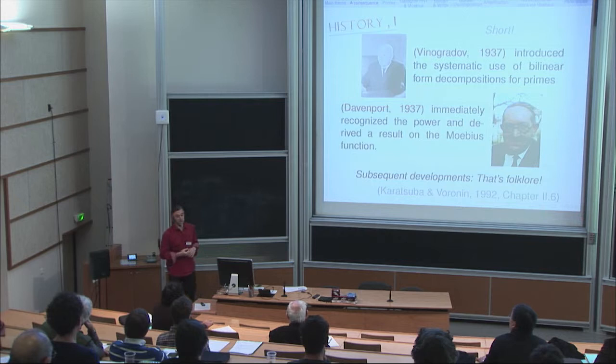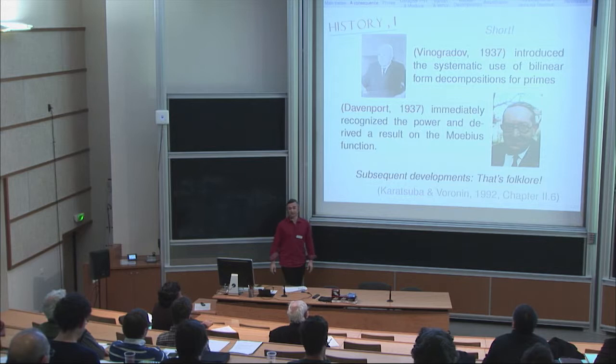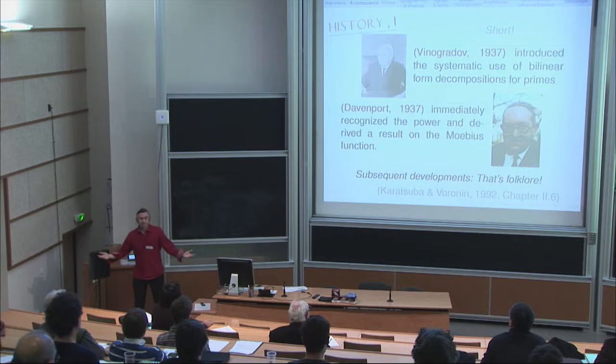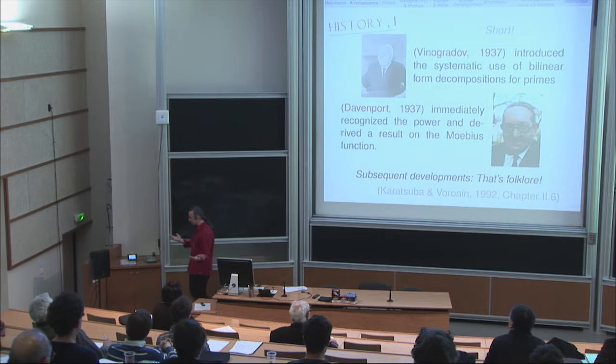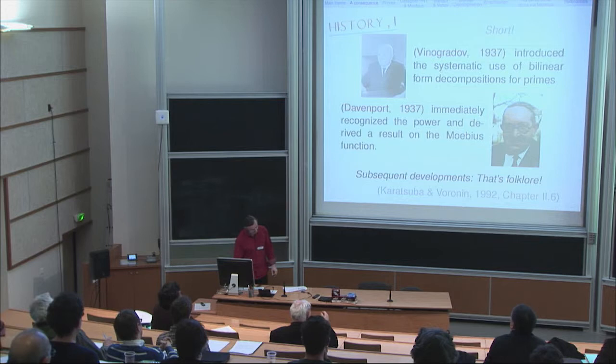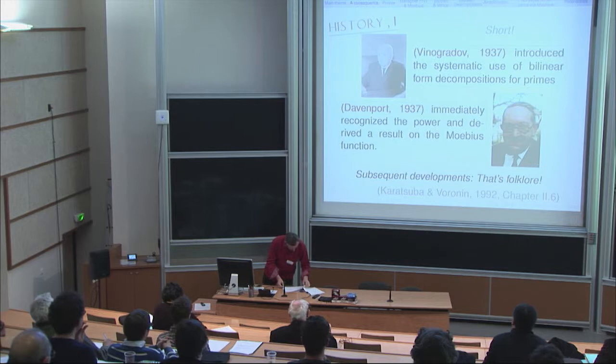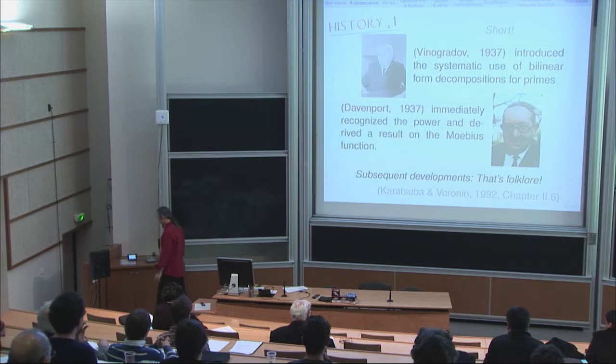Subsequent development on the Möbius function, that's folklore. People know that it can be done, but it doesn't appear in books. It appears in the book of Karatsuba and Voronin. I mean, an identity appears, but no result is given. I don't know of any other place where you can find results. Okay, so I told you that it was folklore, because usually we look at what happens for the primes and not for the Möbius function.